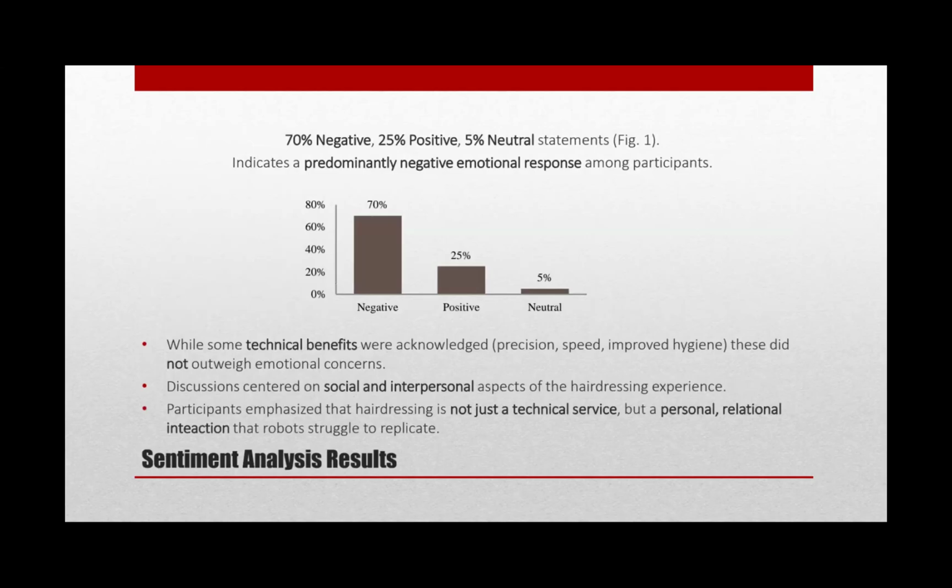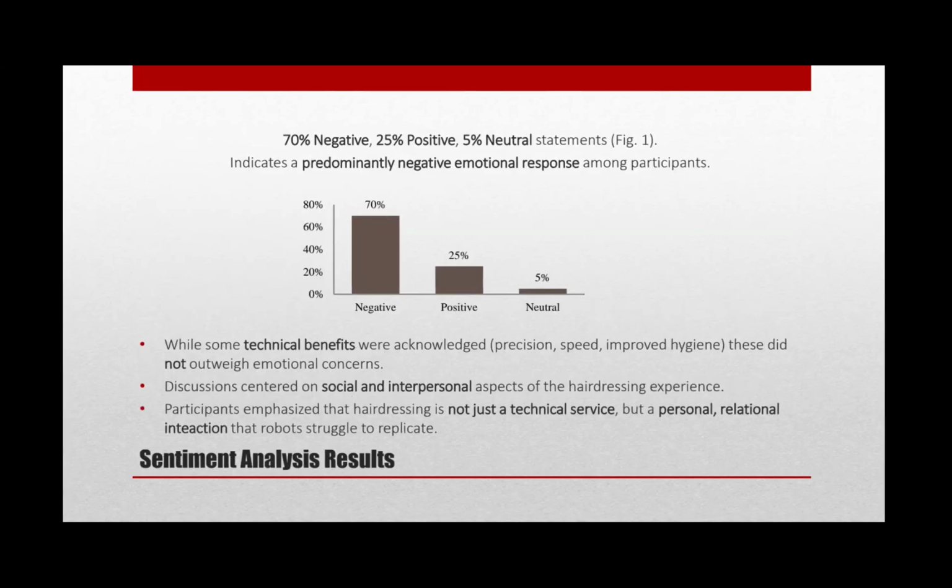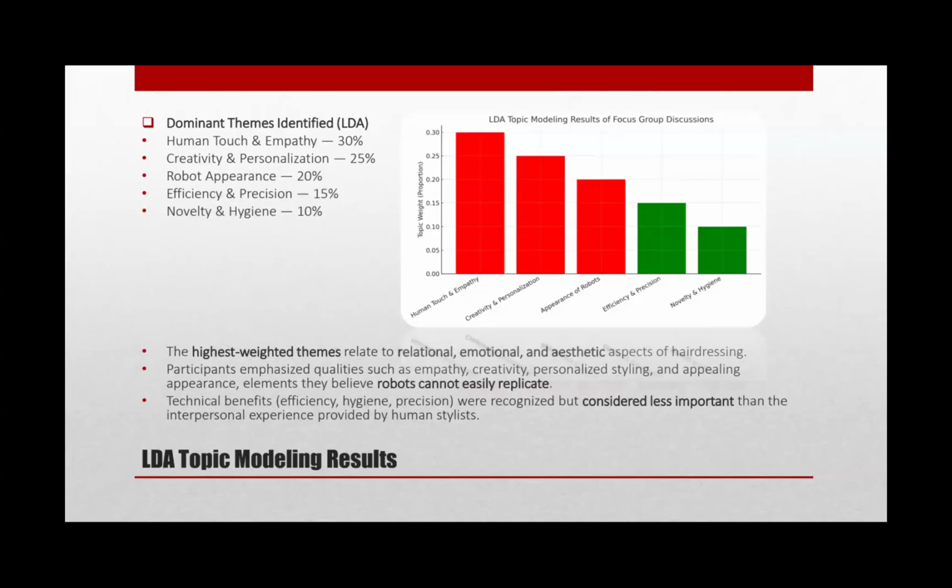Also, if I go to another slide, this is the result of LDA. As you can see, the dominant themes identified were human touch and empathy, 30%, creativity and personalization, 25%, robotic appearance, 20%, efficiency and precision, 15%, and novelty and hygiene, 10%. Again, the highest-weighted themes relate to the relational, emotional, and aesthetic aspects of hairdressing, not only the technical things that a robot can deliver.